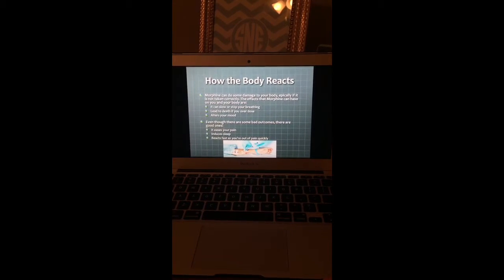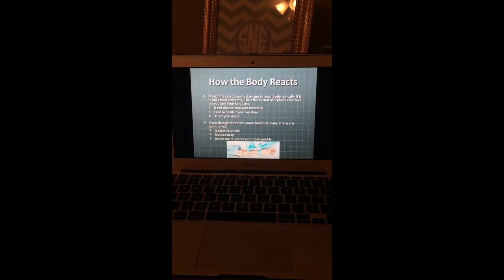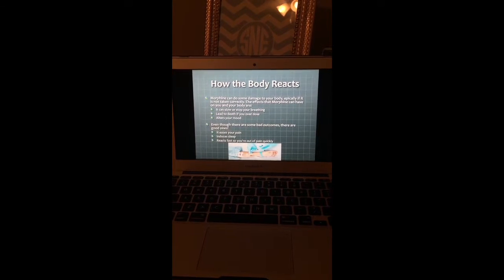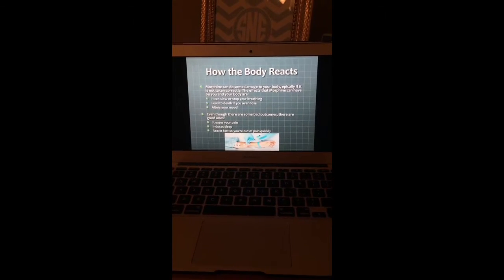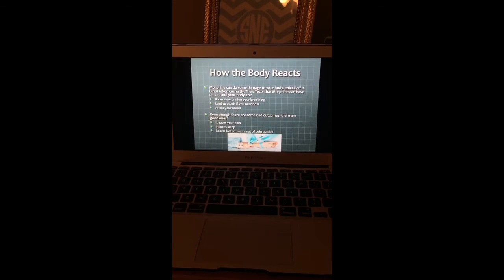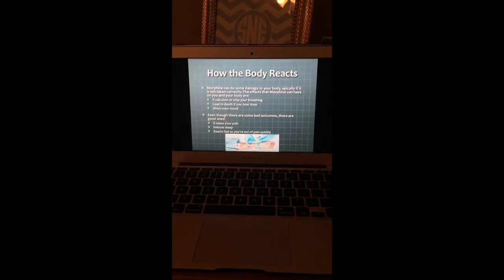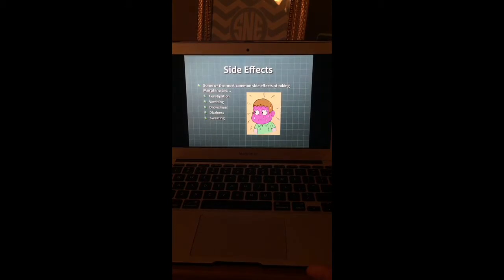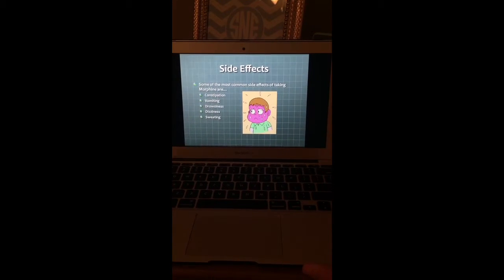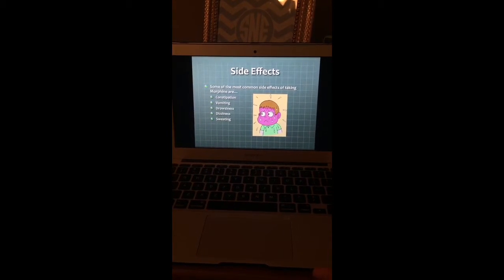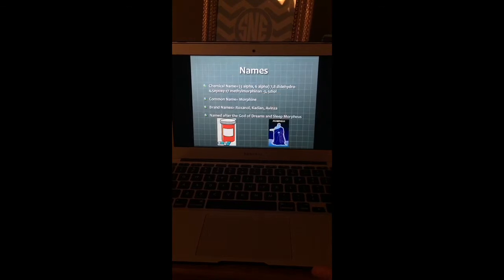The effects that morphine can have on you and your body are that it can slow or stop your breathing, it can lead to death if you overdose, and it alters your mood. Even though there are some bad outcomes, there are also good ones. It eases your pain, it induces sleep, and it reacts fast, so you're out of pain quickly. Side effects. Some of the most common side effects of taking morphine are constipation, vomiting, drowsiness, dizziness, and sweating.